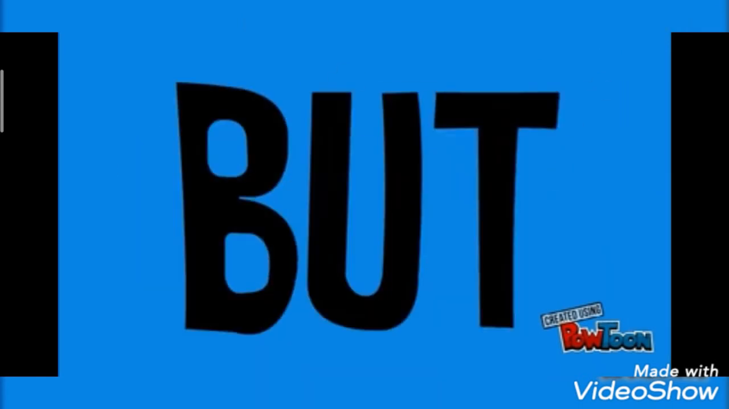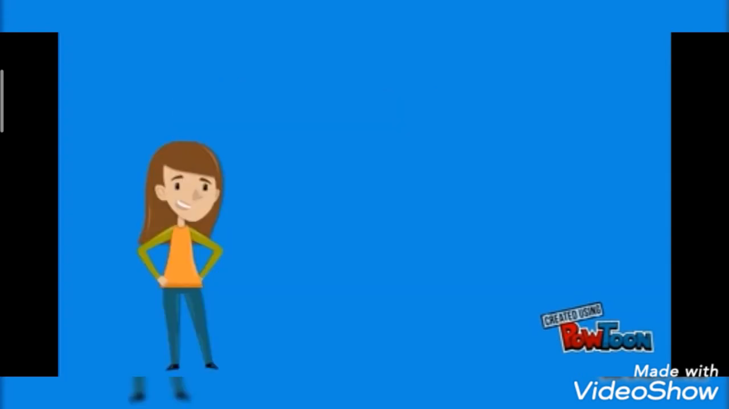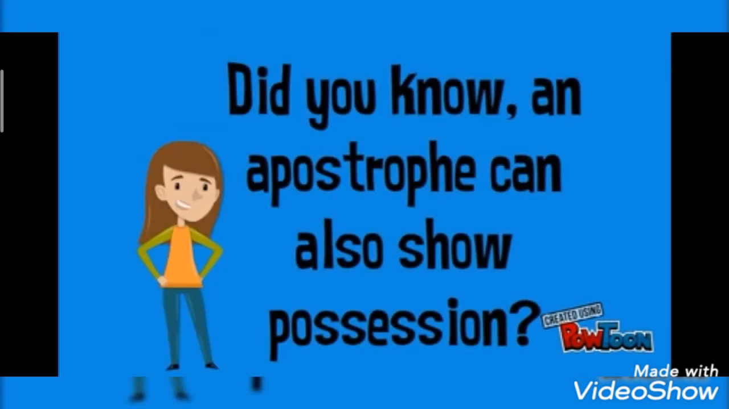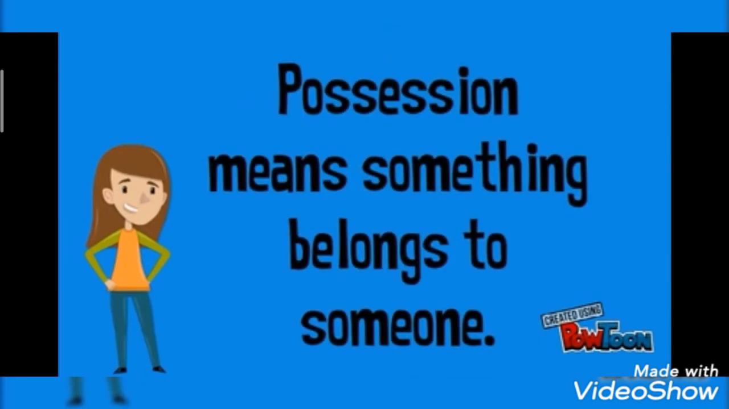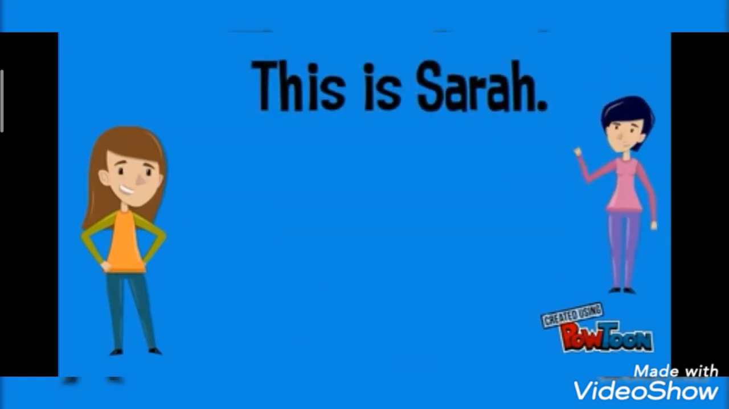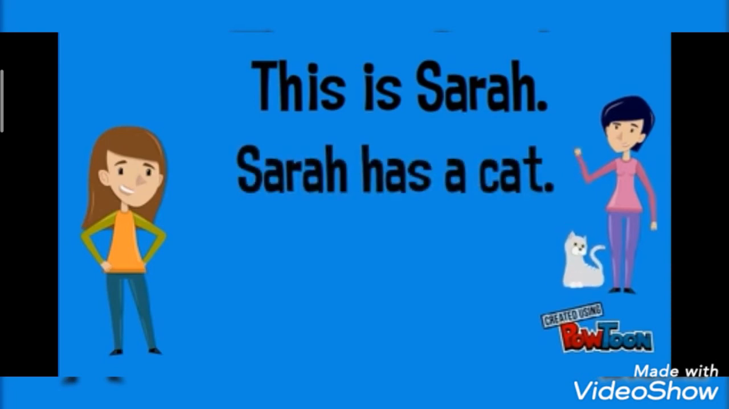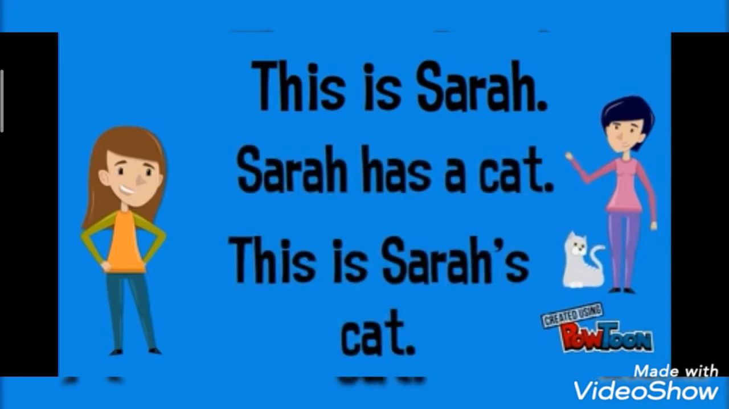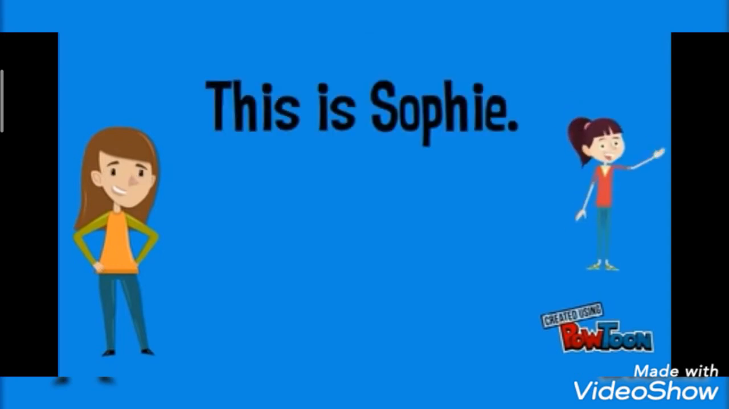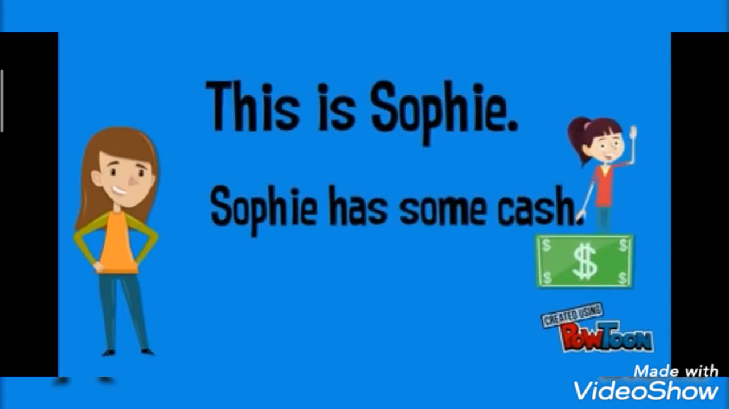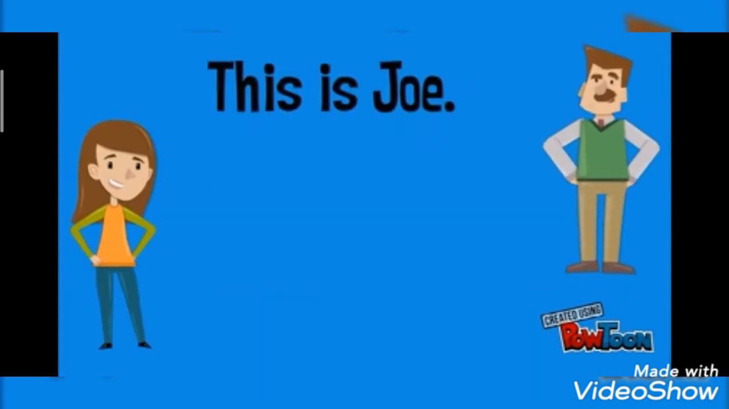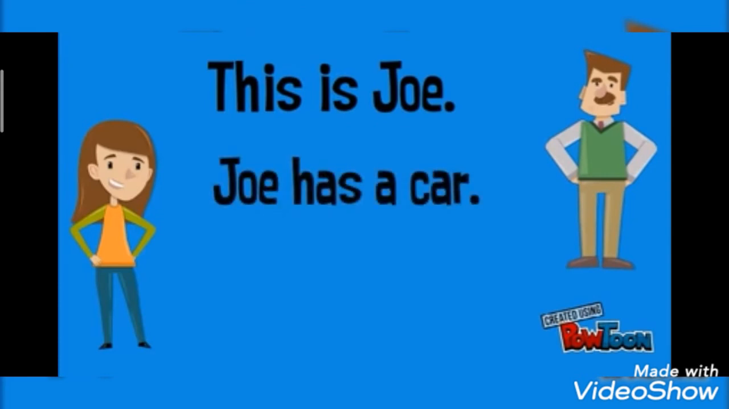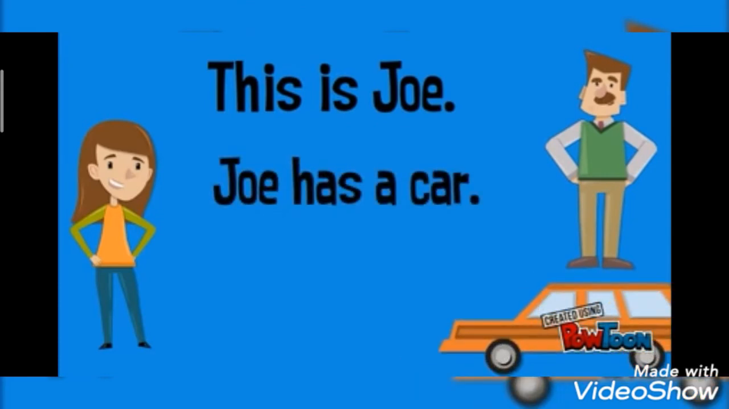But did you know an apostrophe can also show possession? Possession means something belongs to someone. This is Sarah. Sarah has a cat. This is Sarah's cat. This is Sophie. Sophie has some cash. This is Sophie's cash. This is Joe. Joe has a car. This is Joe's car.